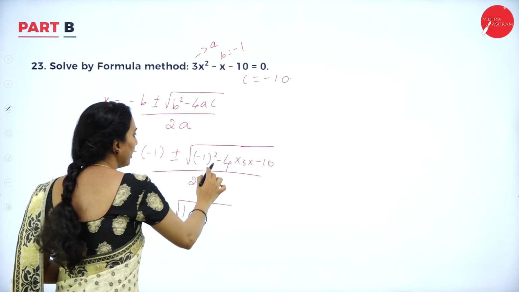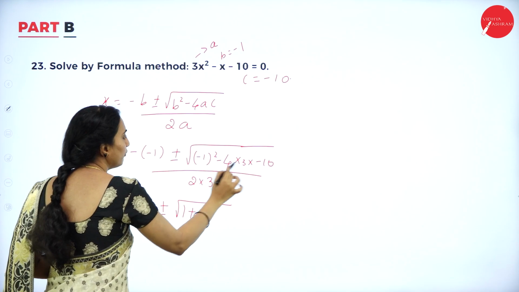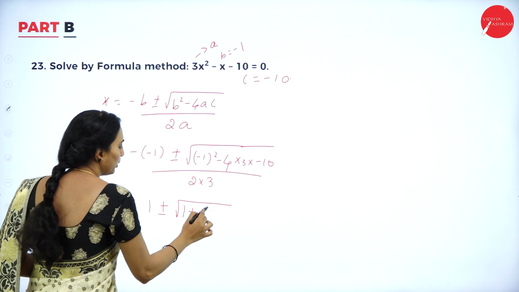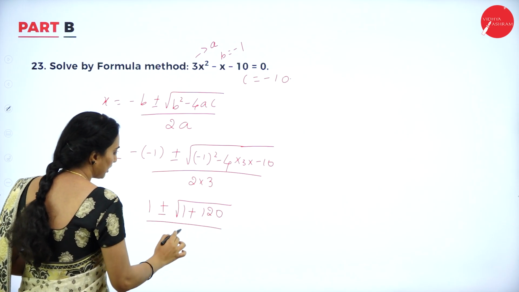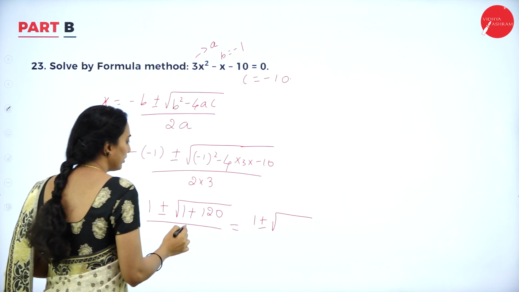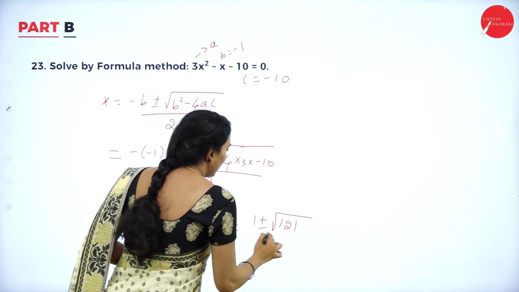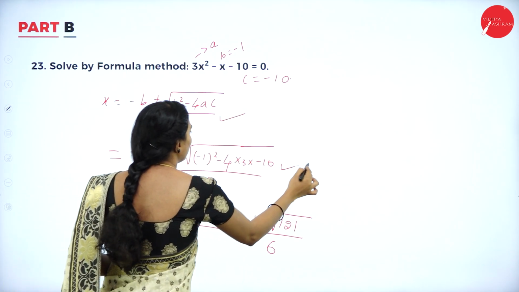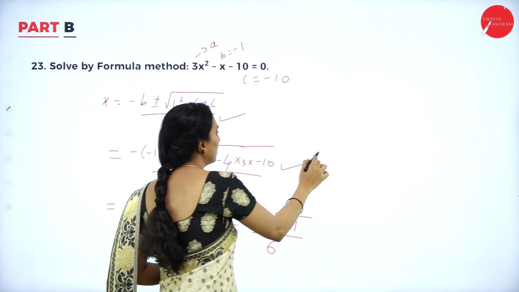minus 1 squared is 1. Now, minus is plus 10, 4 3s are 12, 12 10s are 120. So, therefore, 120 divided by 6. Now, which will be giving you 1 plus or minus square root of 121 divided by 6. So, writing the formula, substituting gives you 1 marker.